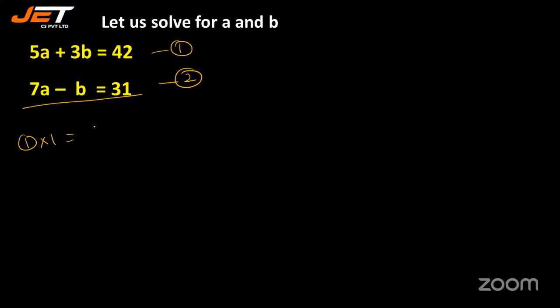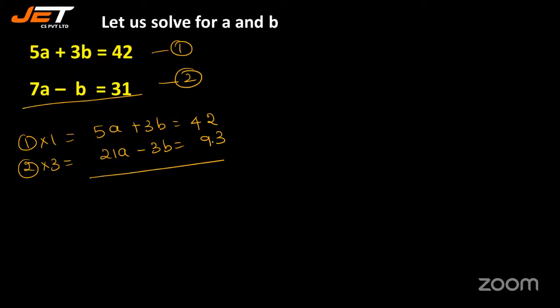So 1 into 1 is 5a plus 3b is equal to 42. 2 into 3 will give us 7 3s are 21a minus 3b is equal to 3 3s are 9, 3 1s are 3. So 5 plus 21 becomes 26a is equal to, you're just going to add it, isn't it? So 42 plus 3 is 45. So the value of a becomes 135 by 26.